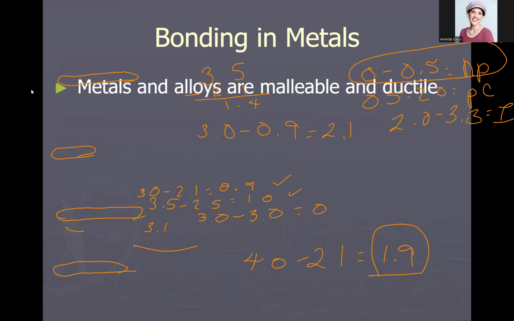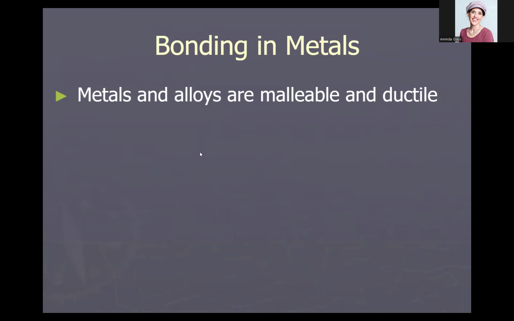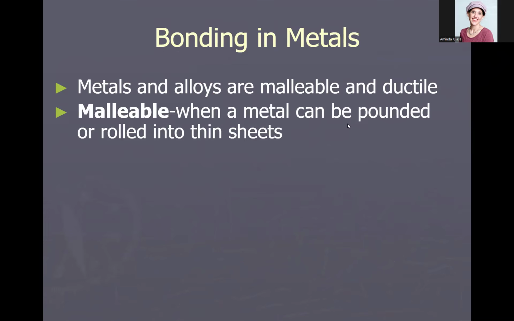Let's look at bonding in metals, because this is a very different type of bond. Now, metals and alloys are malleable and ductile. And an alloy is just a mixture of metals. So sterling silver or 22 karat gold, those are alloys. Sometimes you add impurities to gold, for example, to make it stronger. So pure gold is extremely soft.